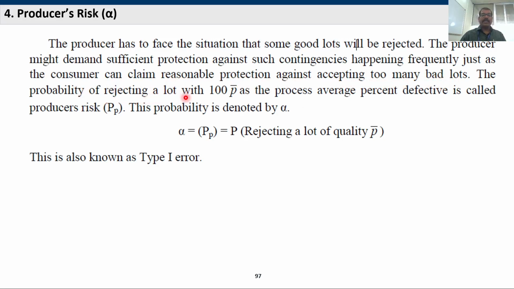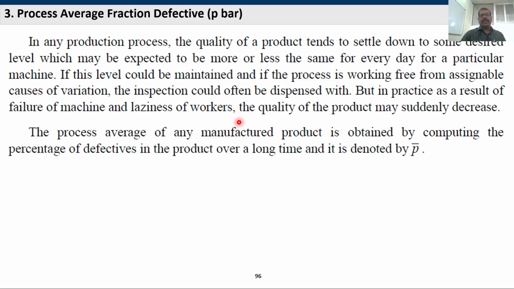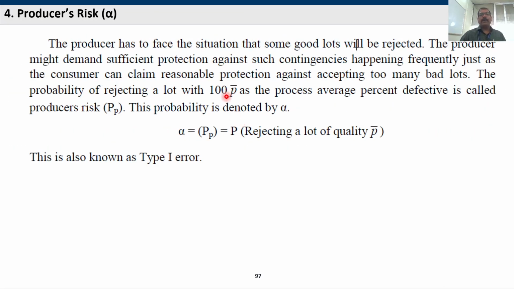The probability of rejecting a lot with 100 P bar. P bar, you know what P bar is? Previously, we calculated the process average fraction defective. 100 P bar as the process average percent defective, the probability of rejecting such a lot is called producer risk. This probability is denoted by alpha, producer risk. Alpha equals capital P, where capital P is the probability of rejecting a lot of quality P bar. This is also known as type 1 error. So, how to understand that?